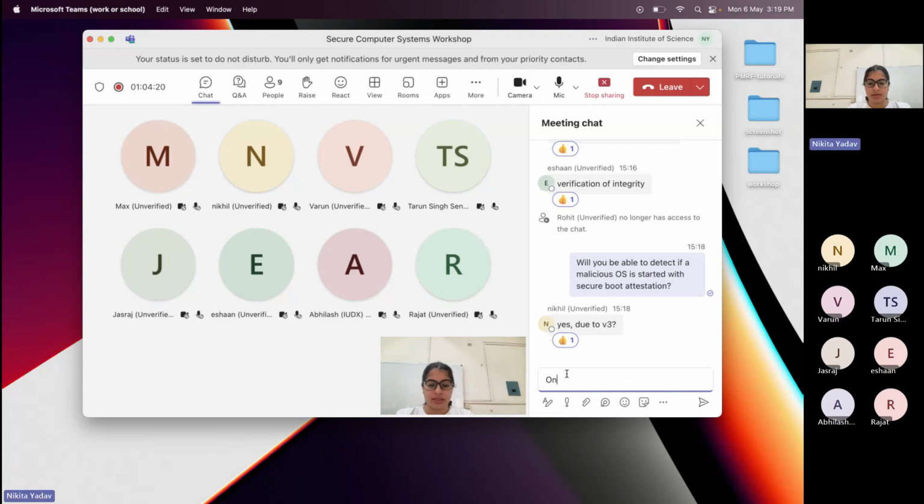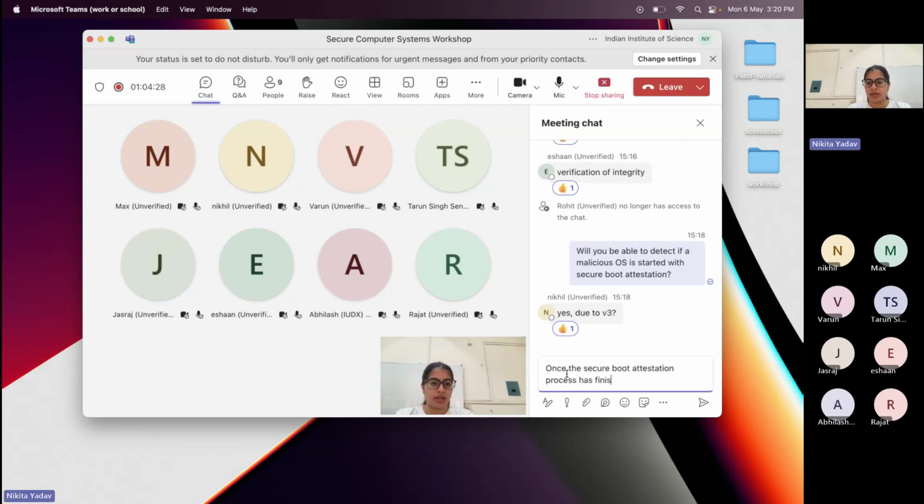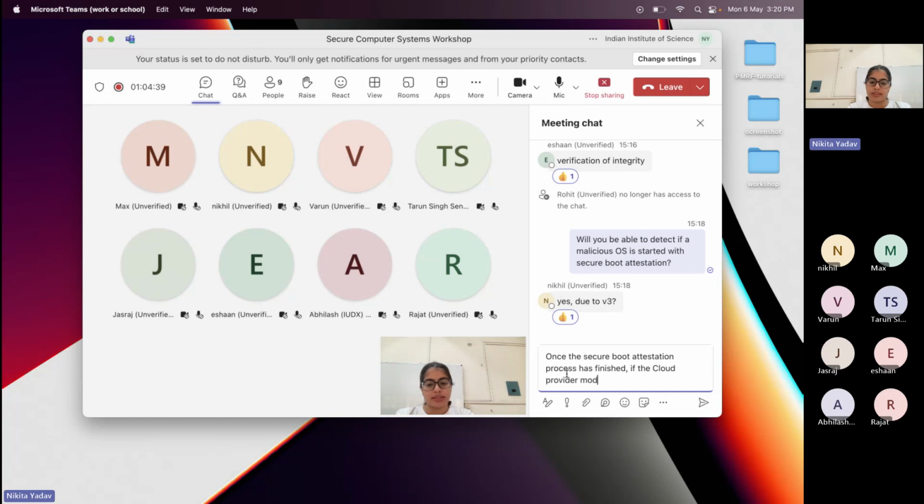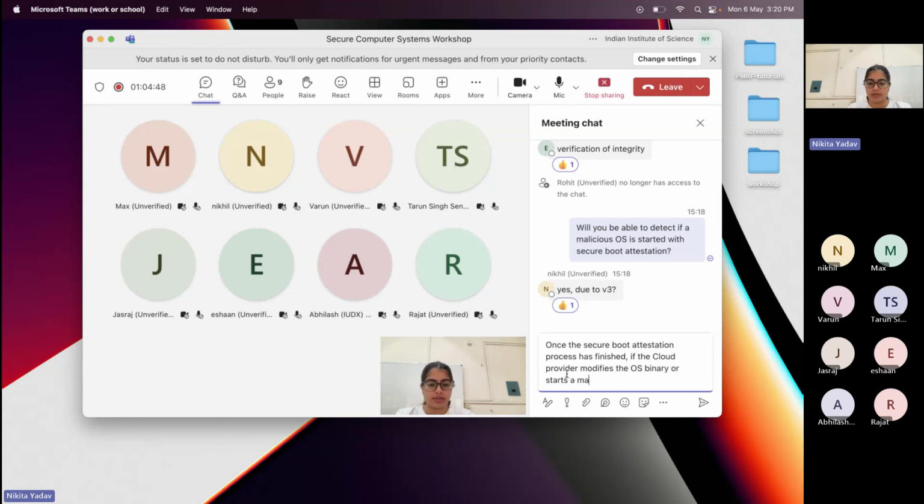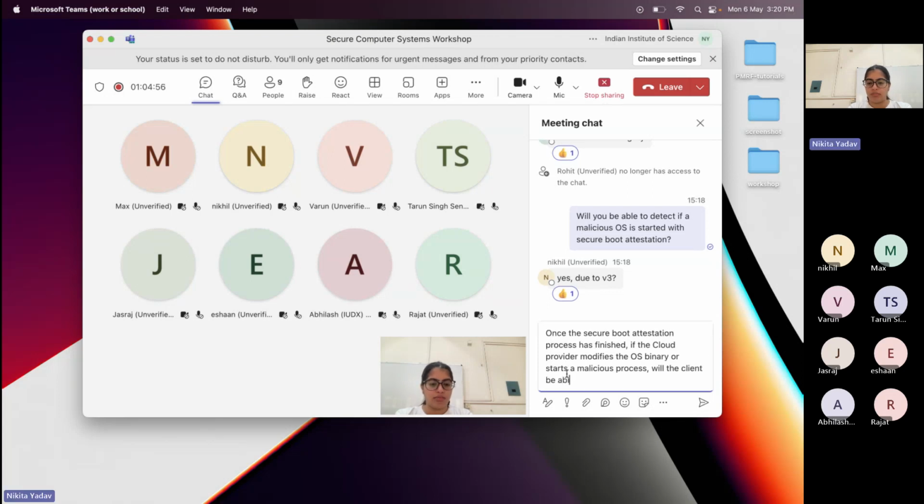Now, let's say once the secure boot attestation process has finished, if the cloud provider modifies this OS binary or starts a malicious process, will the client be able to find out?